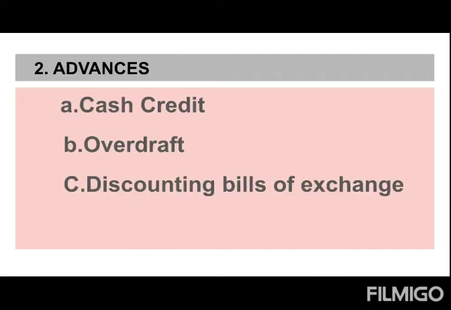The third one is discounting bill of exchange. You studied bill of exchange in BK. There are 2 parties. The person who prepared the bill is called the drawer, and the person who is accepting the bill is called the drawee. The bill of exchange arises whenever the drawer sells the product to the drawee on credit.